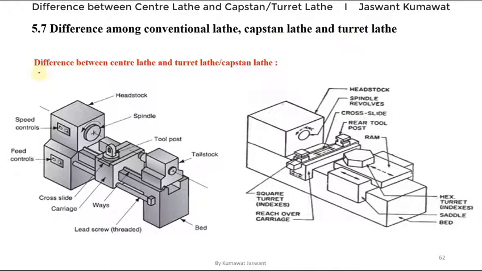In this virtual class we are going to discuss differences between the center lathe and the semi-automatic lathe, that is, turret lathe or capstan lathe. Here you can see two diagrams depicting the center lathe and capstan lathe. You can easily find the constructional differences between these two types of lathes. As we have discussed all about these, we are not going to discuss from basics. So pause the video and find out the differences.